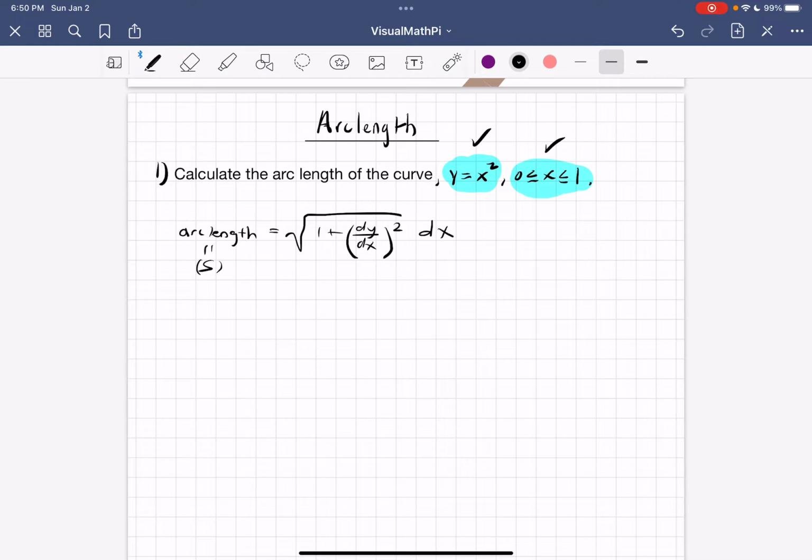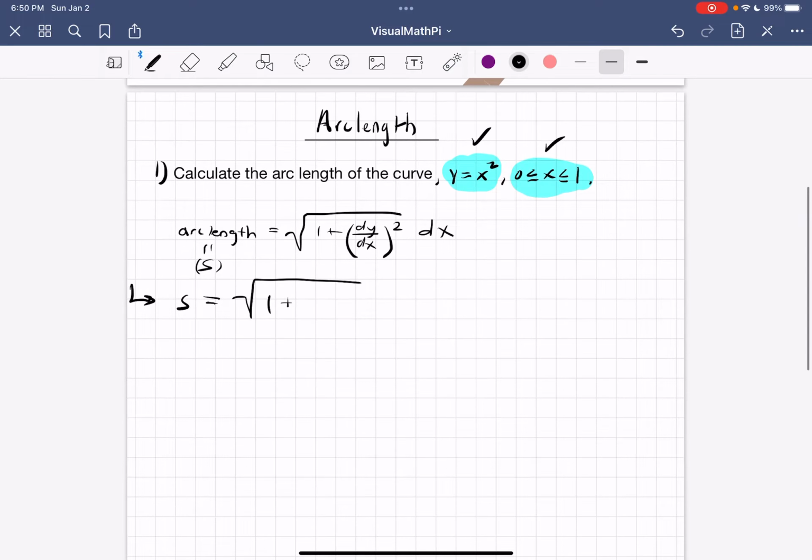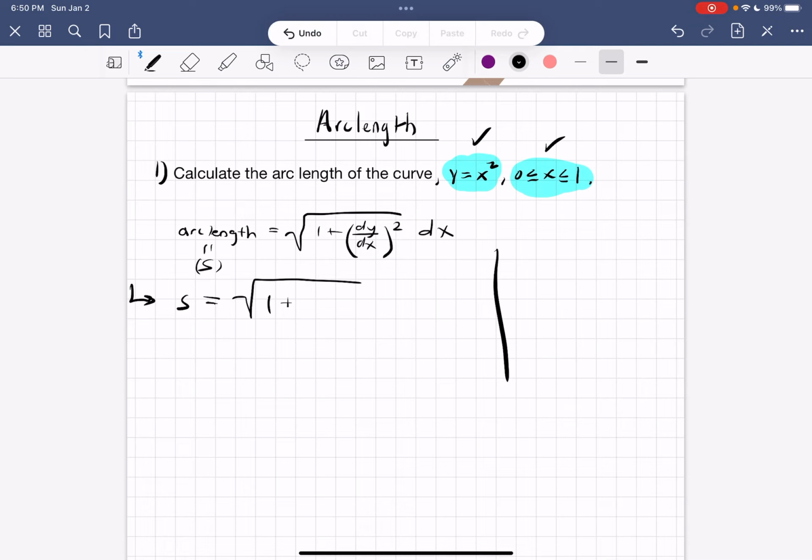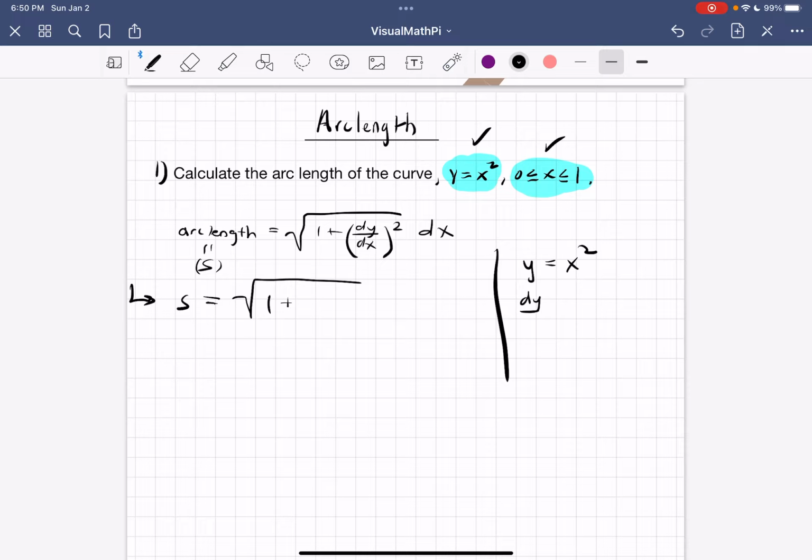In order to proceed with this problem, we have to make a few substitutions. Like I said, s is equal to the arc length, which is equal to the square root of 1 plus (dy/dx) squared. We can do that here on the side: y is equal to x squared, and the derivative of that is dy/dx is equal to 2x, which we obtain from the power rule. So wherever we have dy/dx, we put in the 2x, which is just (2x) squared.